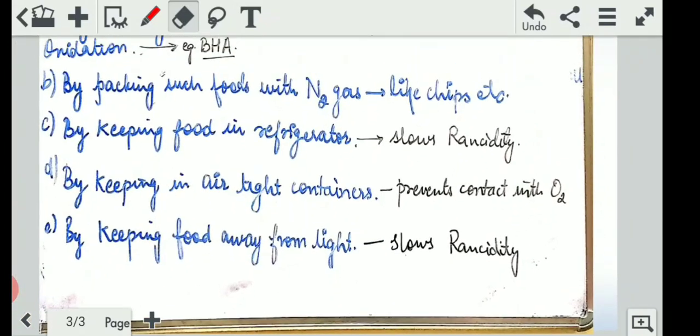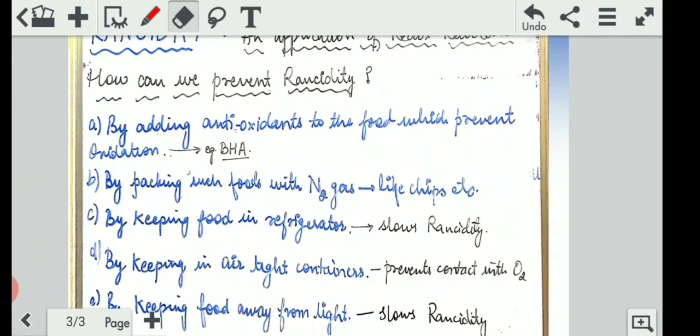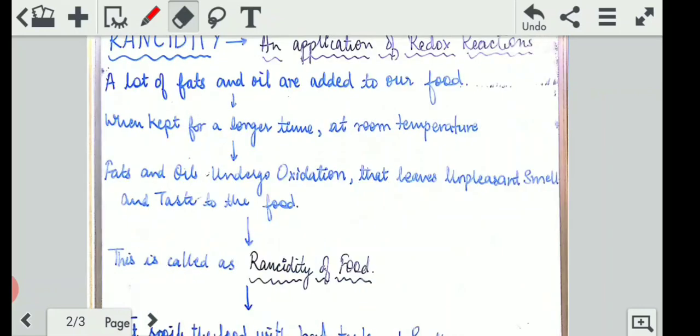Okay. So these are some processes by which we can prevent rancidity. There are many reasoning questions which come from all these 5 points. The concept is this only. They might give you different situations through which you have to apply your mind. Rest, these topics are very very simple.